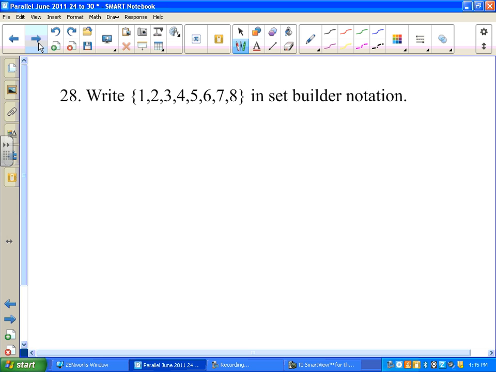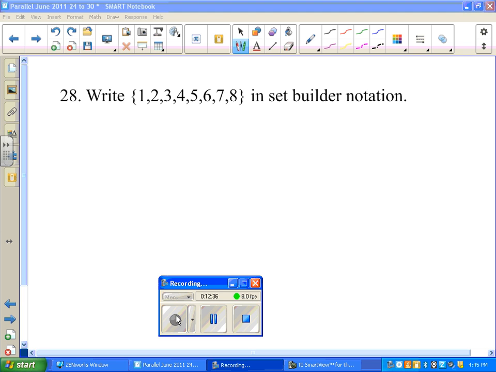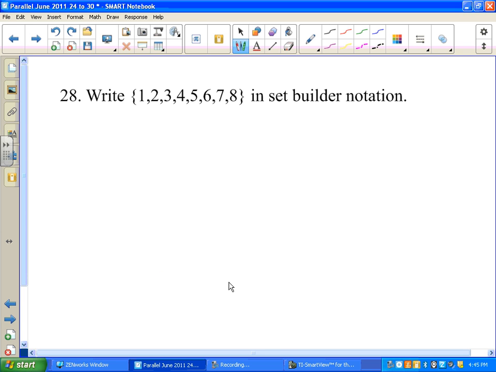28. Write that in set builder notation. Okay. I'm not quite sure why I wrote this question, but let's go for it. All numbers x such that 1 is the smallest, it's less than or equal to x, and 8 is the largest, and we have to write this little part: x is an element of the integers.